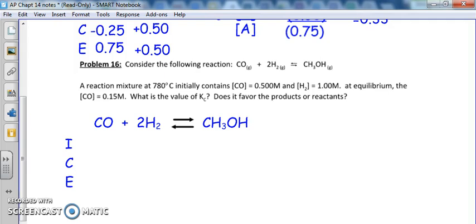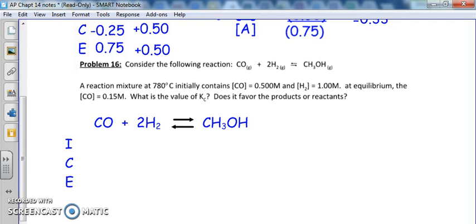So this problem is very similar to problem number 15. It says, consider the following reaction, and there it is. Again, I have two initial concentrations. If the third one isn't given, notice I didn't give you CH3OH, we assume it's 0 then. So if it's not given, it's 0. It says at equilibrium, the carbon monoxide is 0.15. What is the value of Kc?